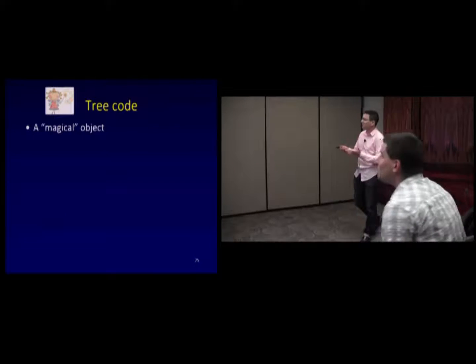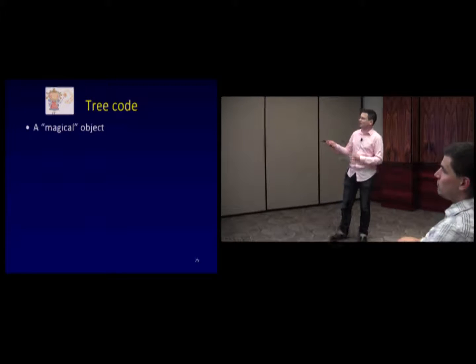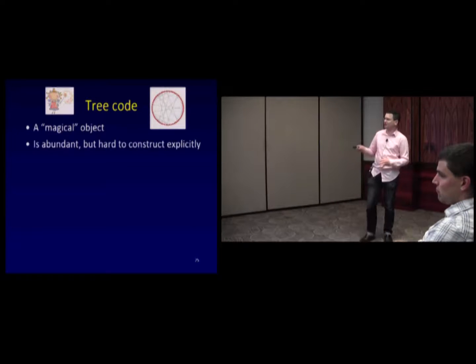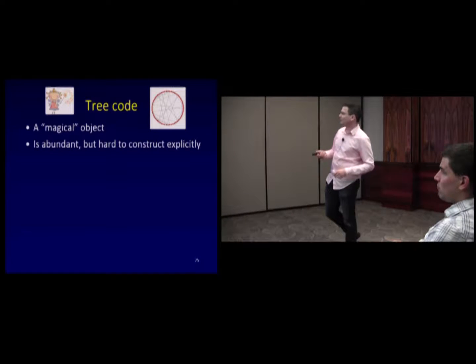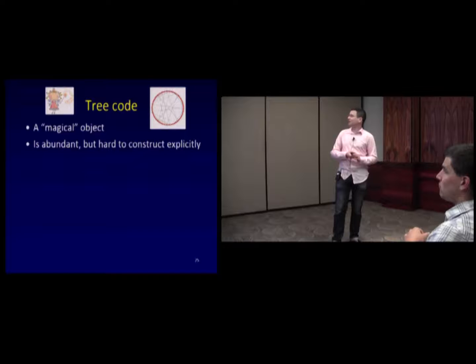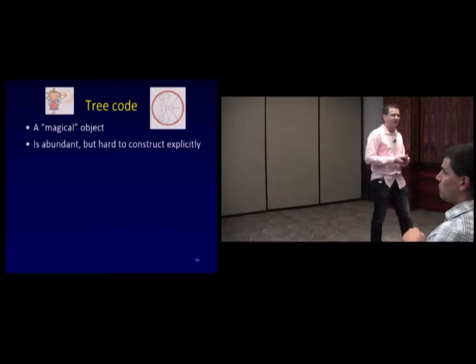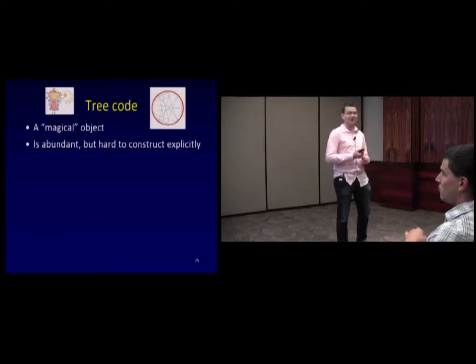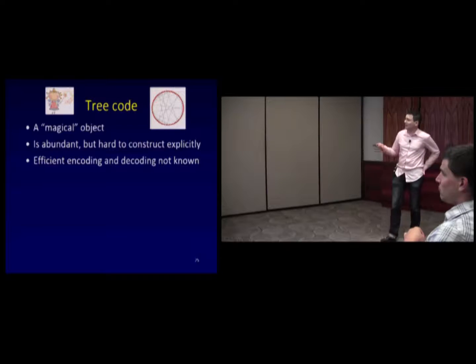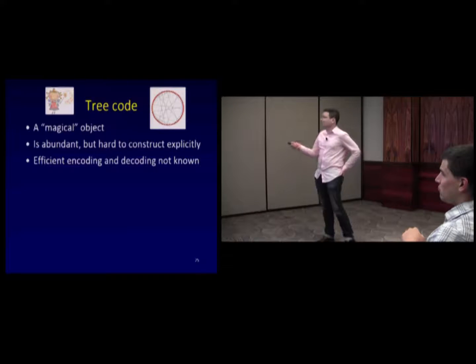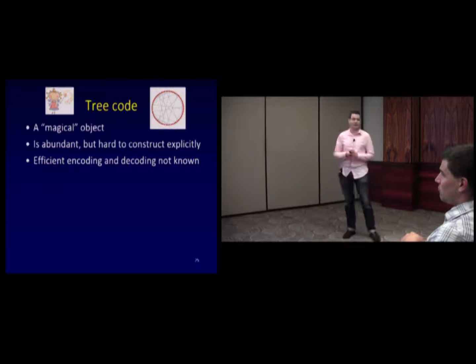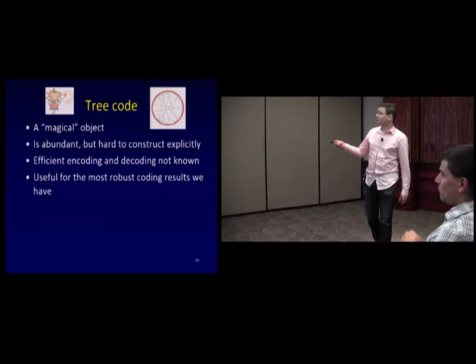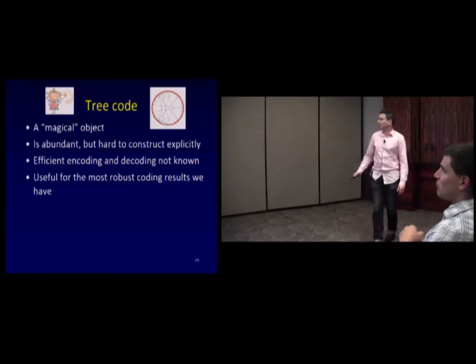It's in some sense a magical object because in these types of scenarios it essentially always does what you want. It's also abundant, similarly to expanders. If you've seen expanders, it's kind of similar. Any graph is an expander, but it's actually hard to construct one explicitly. Similarly, we don't have efficient encoding and decoding for tree codes. I'll talk about it in the open problems section.